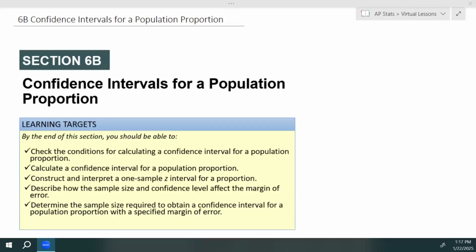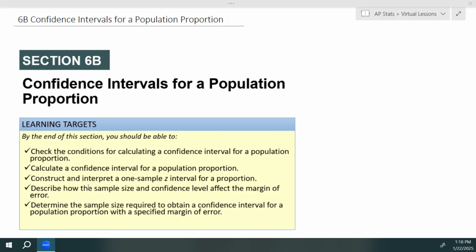All right, guys, Mr. Antonucci here, and we're in section 6B, confidence intervals for a population proportion. In this video, we're actually going to break this section into two videos, but for both of them all together, we're going to cover these learning targets: check the conditions for calculating a confidence interval for a population proportion, calculate a confidence interval for a population proportion, construct and interpret a one sample Z interval for a proportion. We'll cover those three targets in this video.